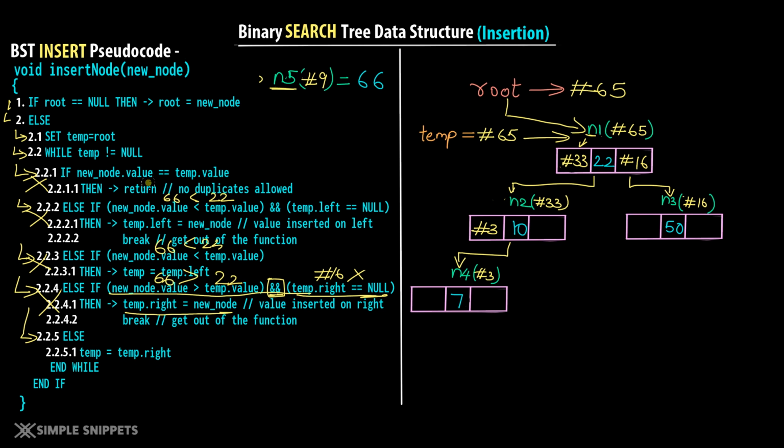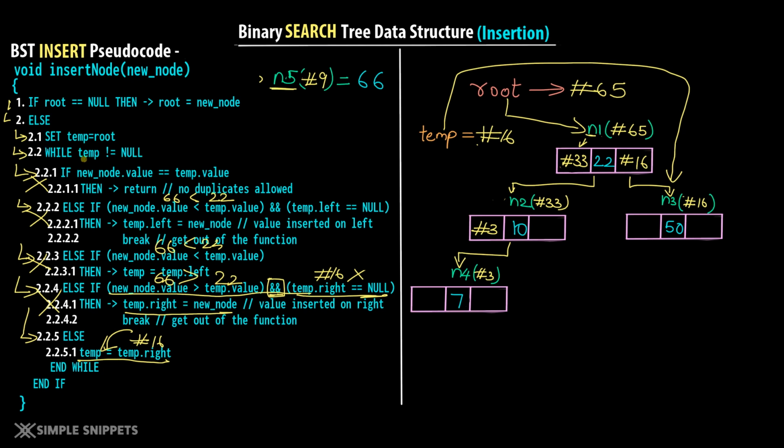So now what is temp.right? Currently temp is pointing to n1. n1's right is #16. So #16 will now be stored in temp at this line. So #16 will now be stored in temp, and now temp will start pointing to n3 because n3's address is #16, correct? We will come to the end of the while loop.